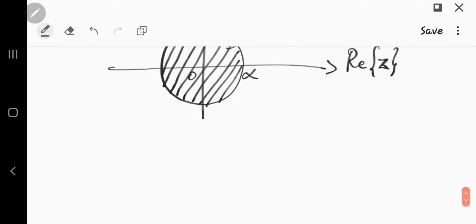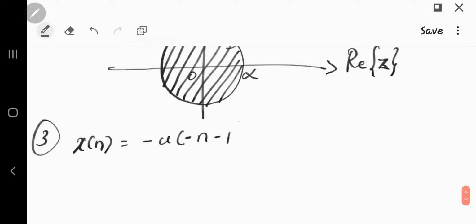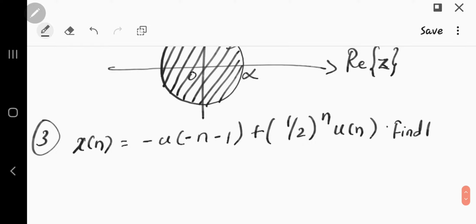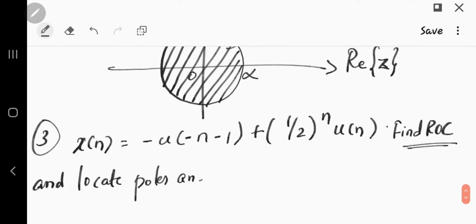Now in the third case, we'll take x of n is equal to minus u of minus n minus 1 plus 1 by 2 to the power of n into u of n. Same thing. So find ROC and locate poles and zeros of x of z in z plane.